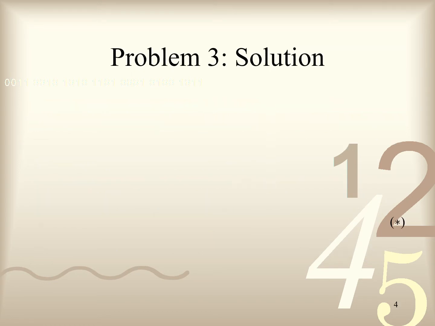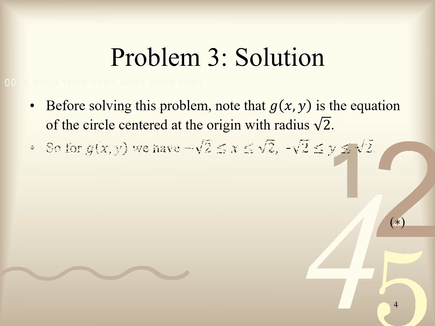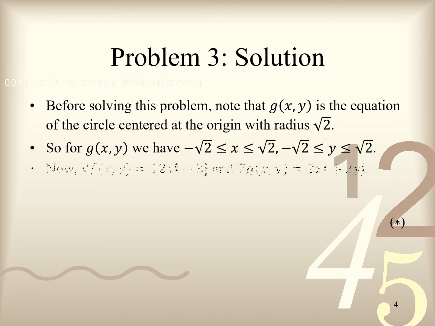Let's solve problem 3. But before we do that, note that the constraint g(x,y) is the equation of the circle centered at the origin with radius the square root of 2. So for the constraint, the largest possible range for x is between the negative square root of 2 and the square root of 2, and the same goes for the largest possible range for y. Therefore, by the extreme value theorem, we know that there are absolute extrema occurring within these bounded ranges for x and y.